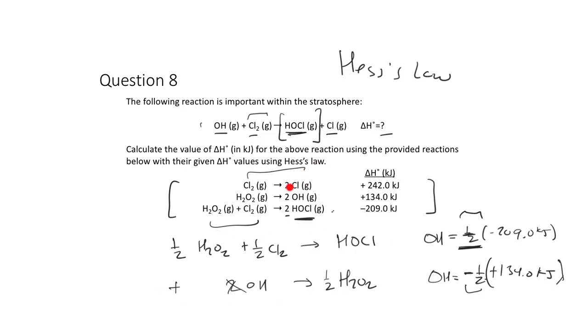I don't have the Cl, so I need there to be 1 Cl, so I need to cut that first reaction in half. So if I cut the first reaction in half, I'll have a half Cl2 go to Cl. So I cut the coefficients for that reaction in half, so my delta H will be 1/2 times plus 242.